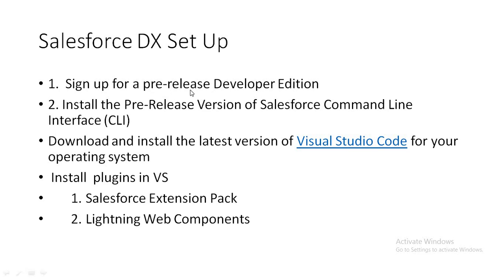And this installation part I'll give less preference, because I'm believing that you already know how to sign up for a developer edition. And the command line interface, you have to go and download the command line interface or Visual Studio Code, download the executable file and click on next. So these are pretty simple steps, so I don't want to waste much time on this. Okay, let's jump in.